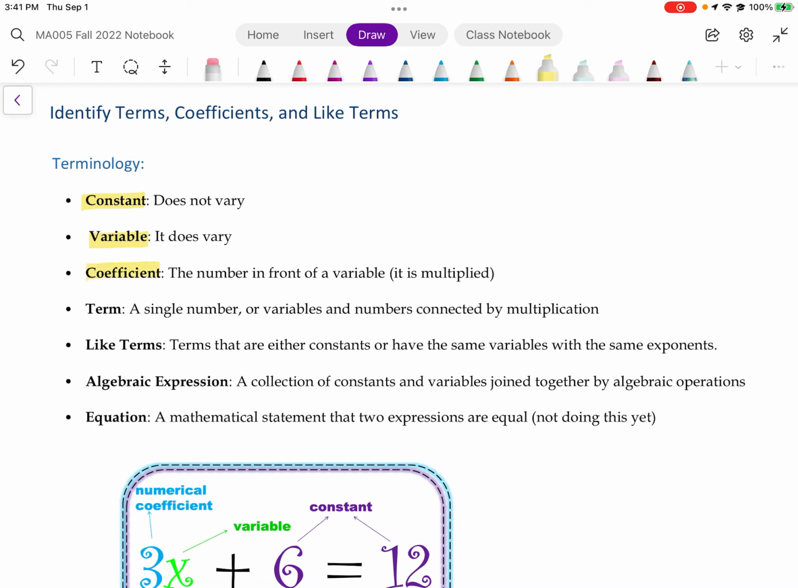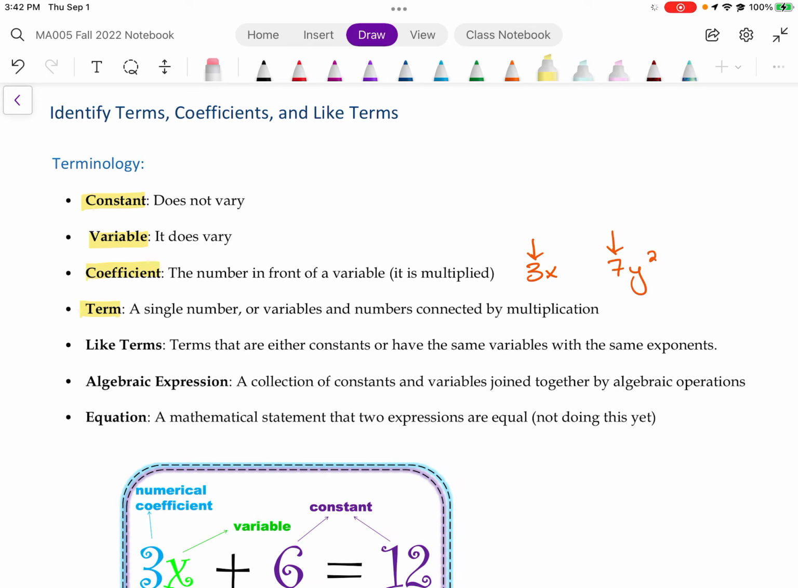Coefficient. A coefficient is the number in front of a variable. So for example, 3x, the coefficient is the 3. 7y squared, the coefficient is the 7. All right, a term, a single term, a single number or variables and numbers connected by multiplication. So those two things I just wrote down up there, 3x and 7y squared, those are terms. All right, terms are generally separated by plus and minus.